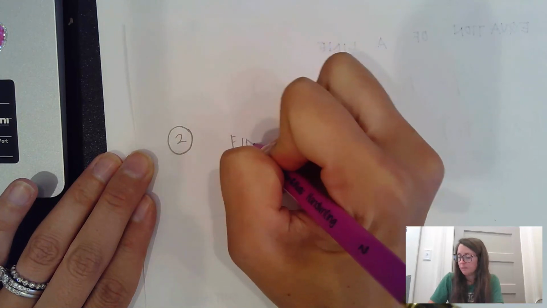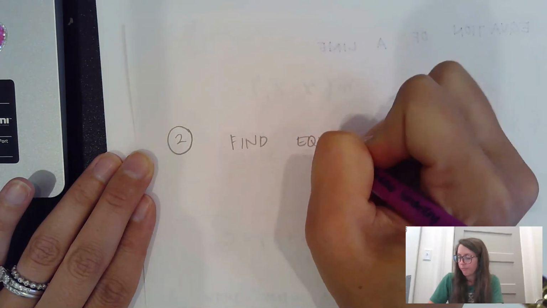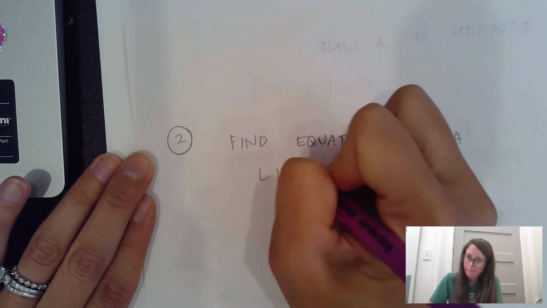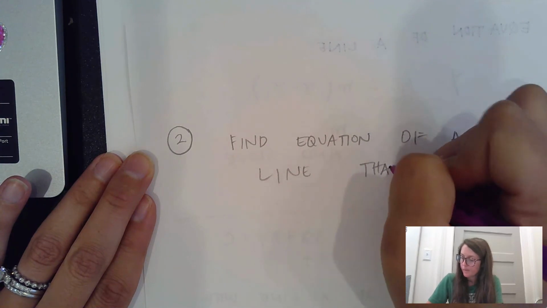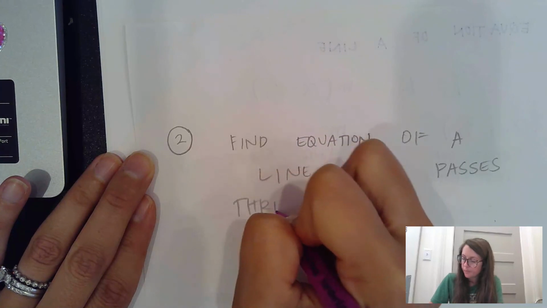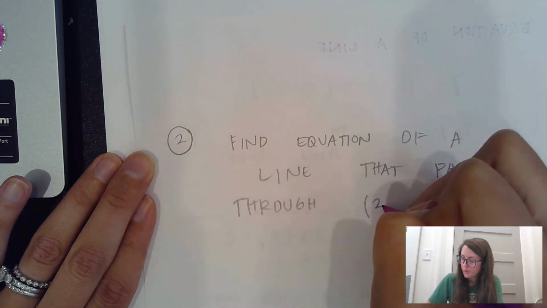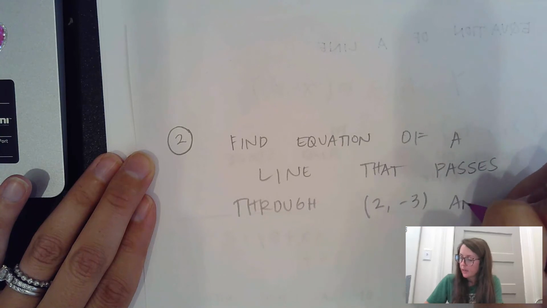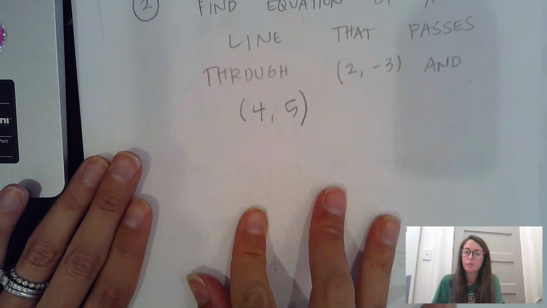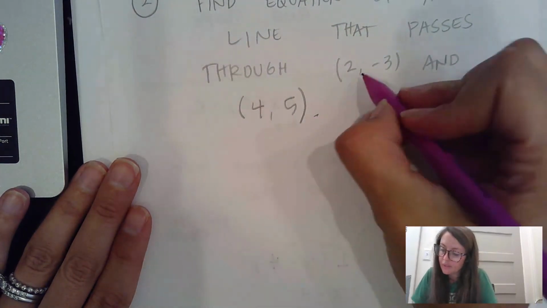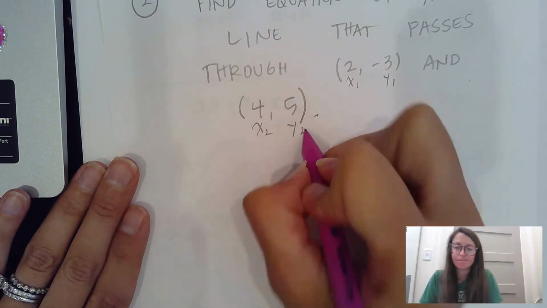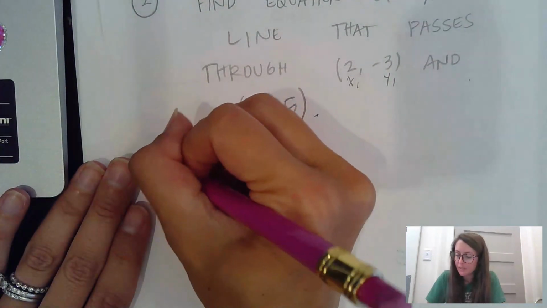Find an equation of a line that passes through 2, negative 3, and 4, 5. So I don't know the slope, but I can find the slope because I have 2 ordered pairs.